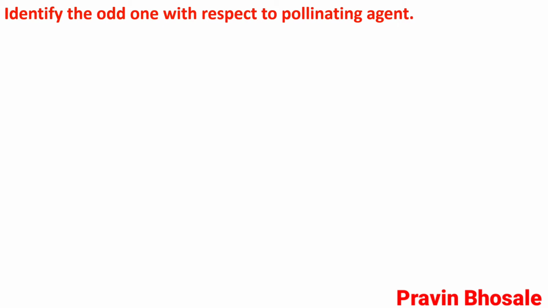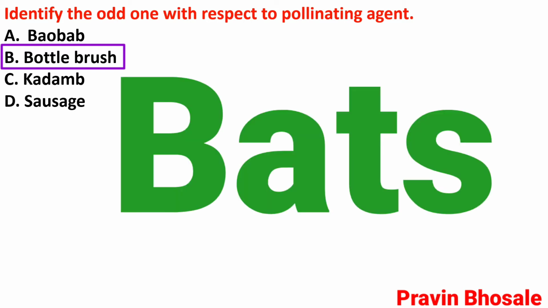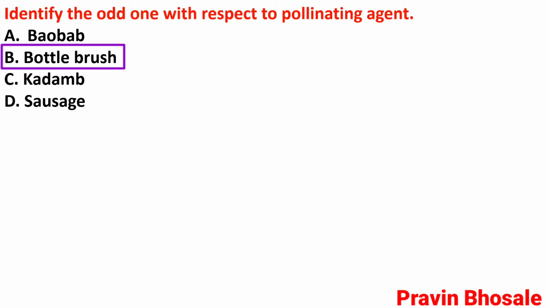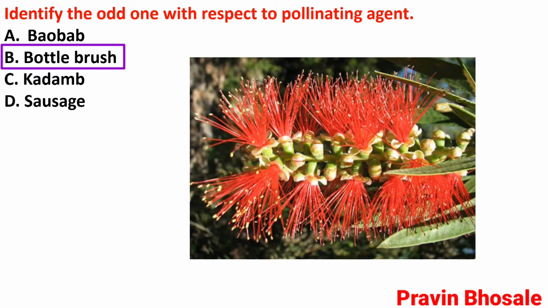Identify the odd one with respect to pollinating agent. These are the options, and the right answer is B. Bottle brush. In bobag, kadam and sausage tree, pollination is done by bats, that is Chiropterophilous. In bottle brush, pollination is done by birds. So this is the image of bottle brush.